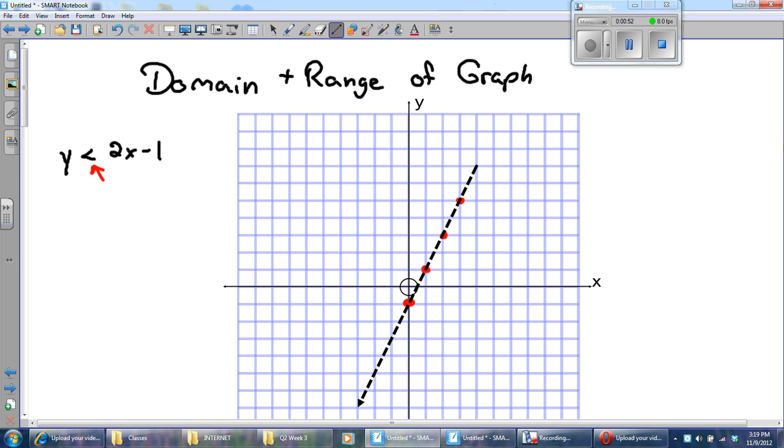Then I'm going to choose my test point. And I love choosing the origin for my test point. I'm going to plug 0, 0 into my inequality. I got a false statement. I will shade the opposite side of the line. So all my shading will come down here. There you go. That's it.